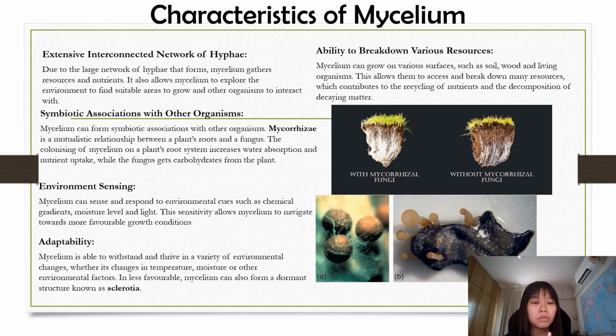Mycelium is able to adapt to various environments and is able to withstand changes made to it. However, if conditions aren't ideal, the mycelium will form a dormant structure called sclerotium, a hard and compact mass of mycelia that survives until conditions become ideal again for growth. Lastly, mycelium is able to grow on various surfaces, which gives them access to many different resources that it can break down into nutrients that are used by mycelium and recycle back into the surrounding environment.